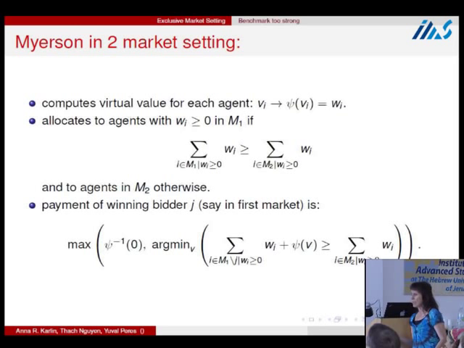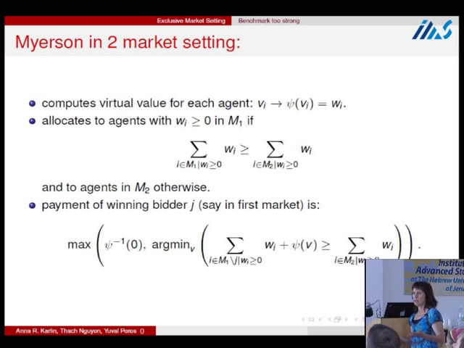Well, since you can't possibly win if your virtual value is negative, as usual, the way we figure out what the payment is: how much could you lower your bid and still win? Okay, what's the threshold bid? Well, you can't lower your bid to the point where your virtual value is negative. So you certainly can't, the threshold bid can't be less than the inverse virtual value of 0.